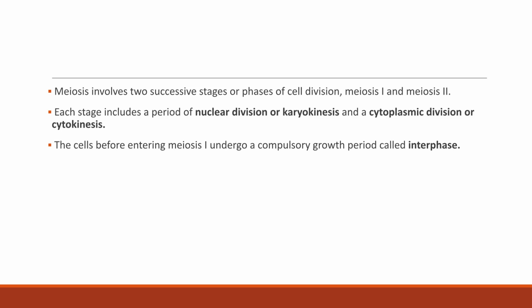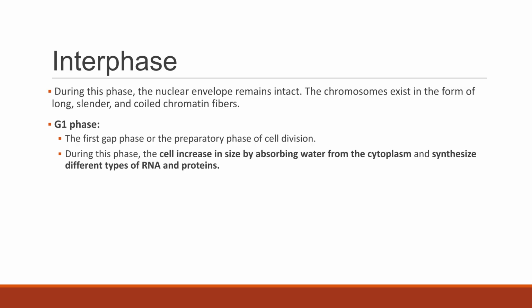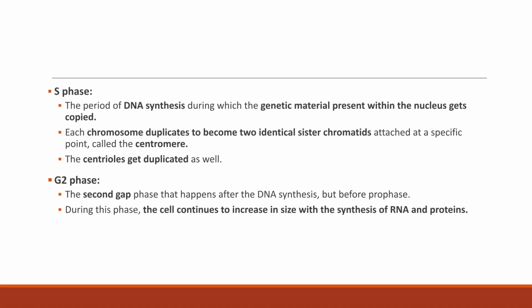Before meiosis 1, cells undergo a growth period called interphase. Interphase for meiosis includes the G1 phase, where the cell increases in size and synthesizes RNA and proteins. The nuclear envelope remains intact, and chromosomes are chromatin fibers. The S phase is the period of DNA synthesis, where genetic material is copied. Each chromosome duplicates into two sister chromatids. The G2 phase follows, where the cell continues to increase in size with further synthesis of RNA and proteins.